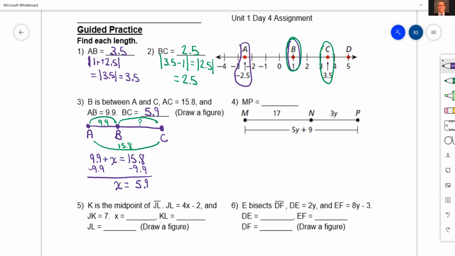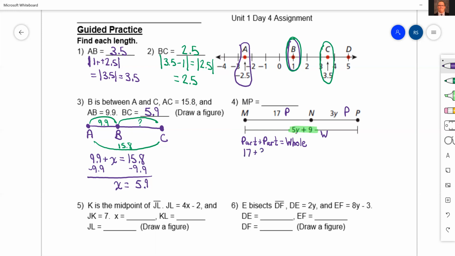Okay, number 4. They ask us to find MP. So what I'm going to do is circle or highlight whichever one MP is. That way I know what I'm ultimately finding. MP is this one. So that means I'm finding the whole. Well, what do we know? We know that part plus part equals the whole.